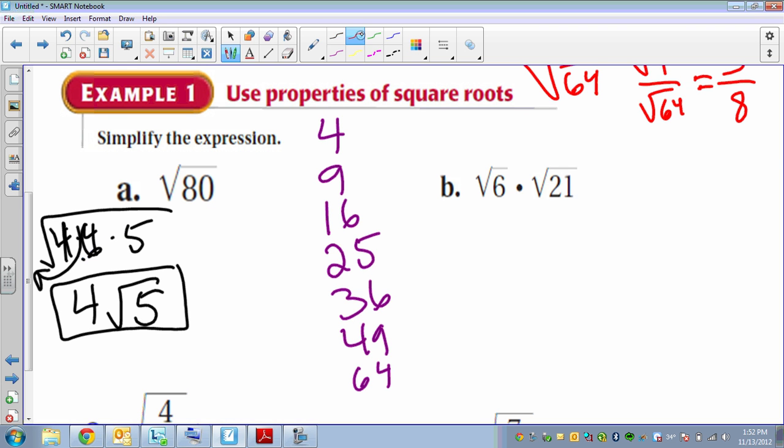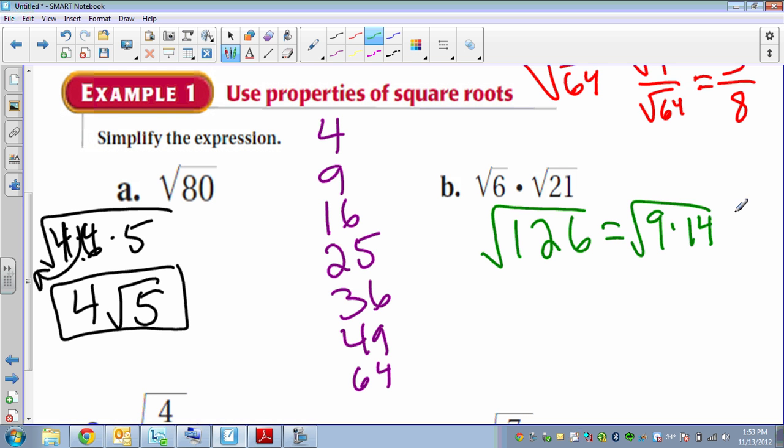But here's another one. I'll do green. So we multiply those. So that'll give us 126. We can break 126 up into 9 times 14, I believe. And then the square root of 9 is 3.